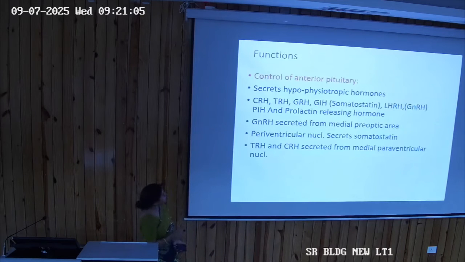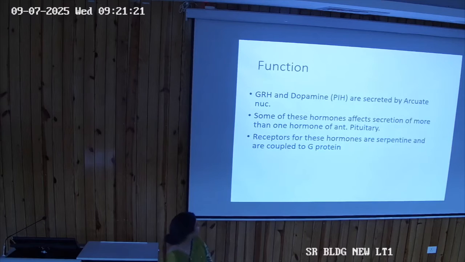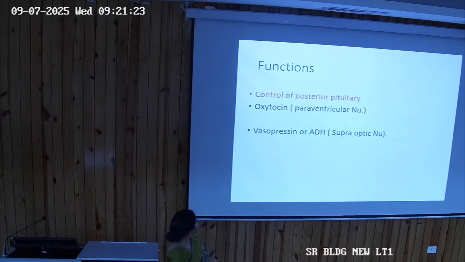Now, control secrete. These are the hormones which are getting released and secreted from the medial paraventricular nucleus. Remember, para is responsible for anterior pituitary hormone. Oxytocin is paraventricular, vasopressin and ADH through the supraoptic nucleus.